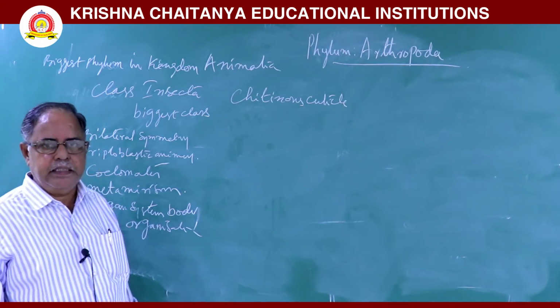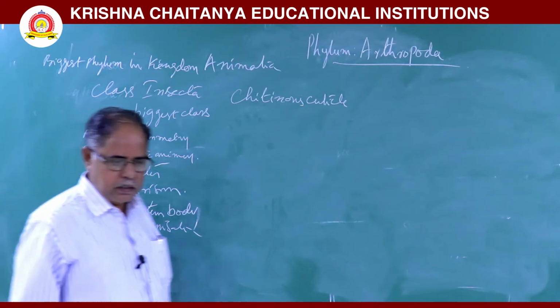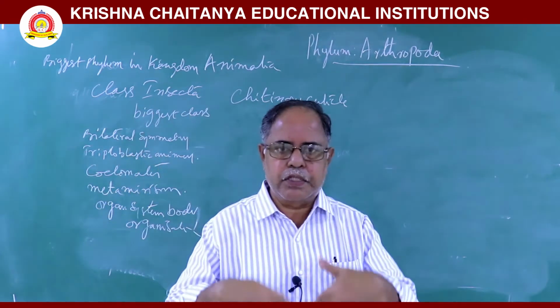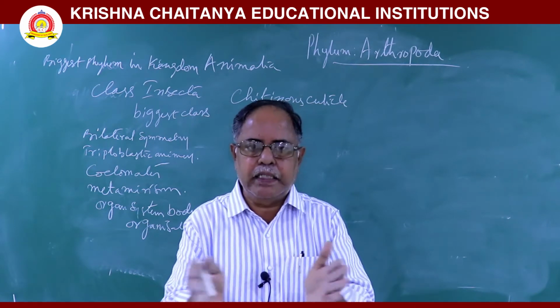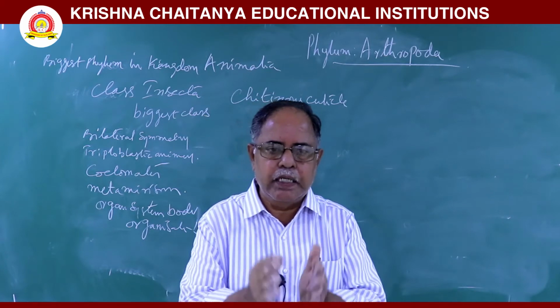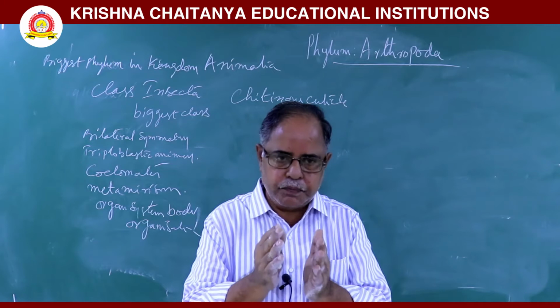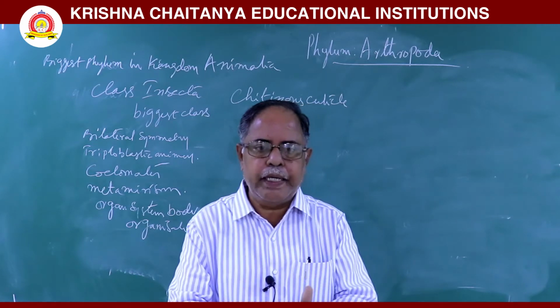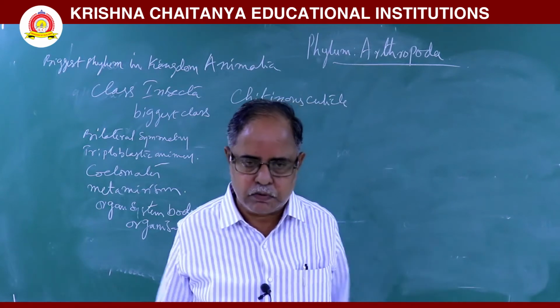Next, in this animal the coelom, the body cavity, is filled with blood. That type of body cavity is called a hemocoel. This hemocoel is not a true coelom. The true coelom is confined to excretory organs and genital organs only.